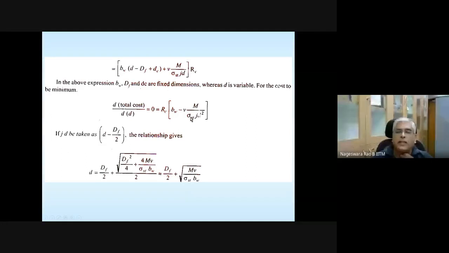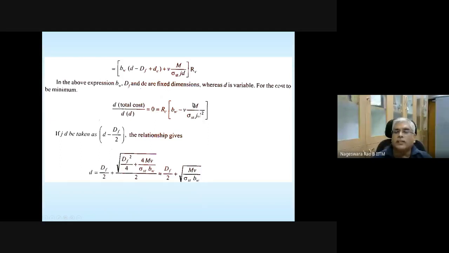Or the lever arm. Here, please note that jd is the lever arm. Lever arm, if we can actually express in terms of this, also we need to express in terms of small d before we take the differentiation. So that is what is done here. jd is taken as d minus df divided by 2 and substituted here.